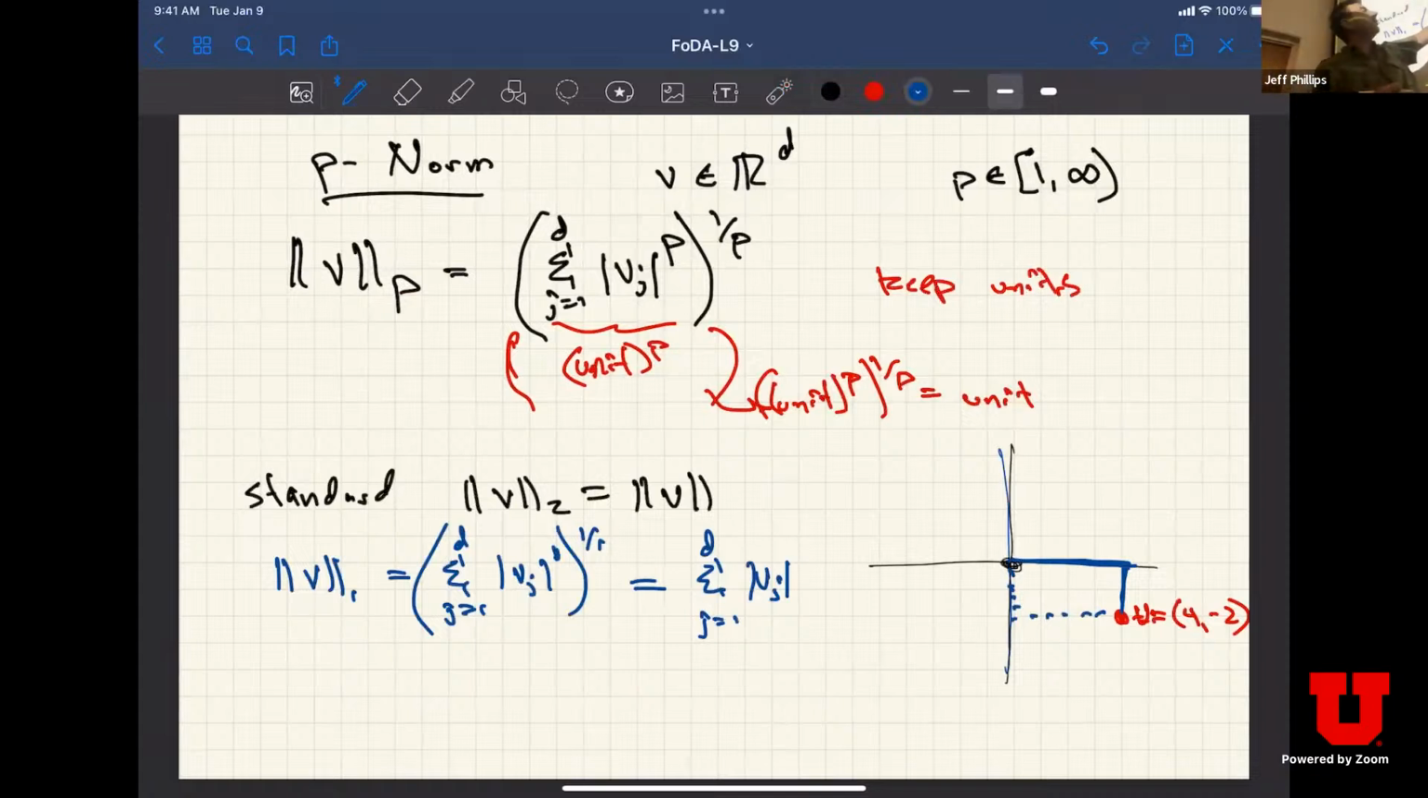Note the absolute value is needed here because the minus 2 is still a distance away from the origin. It didn't matter if it moved up or down, that's still increasing the distance, so I wanted the absolute value. In the case of the 2 norm, I didn't need to write the absolute value because squaring something always takes the absolute value of it, sort of implicitly.